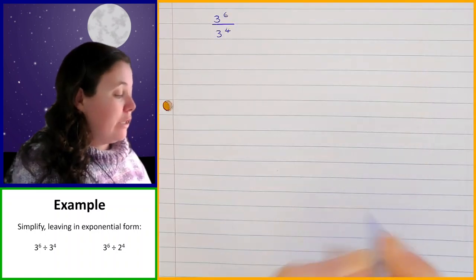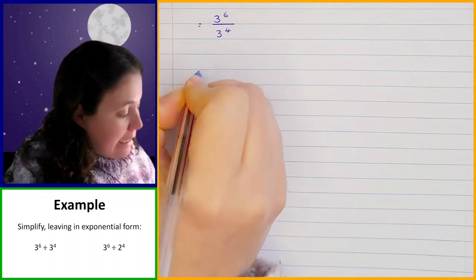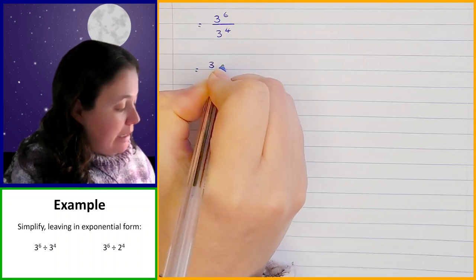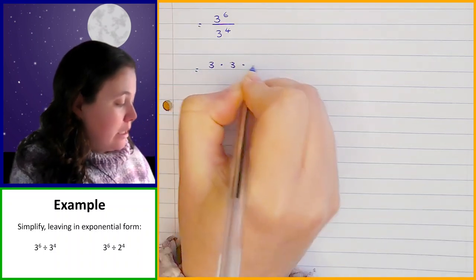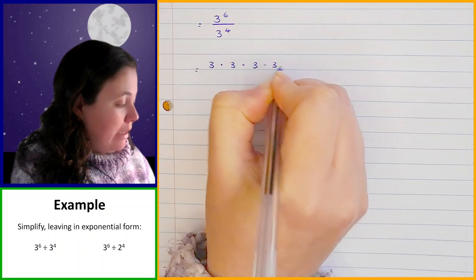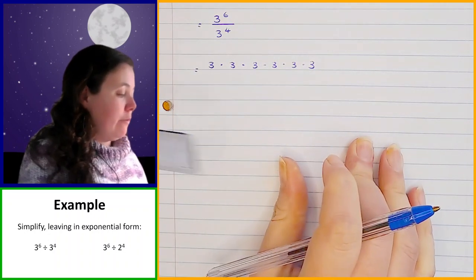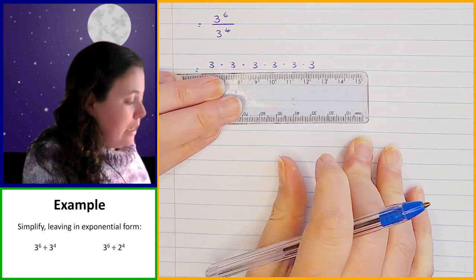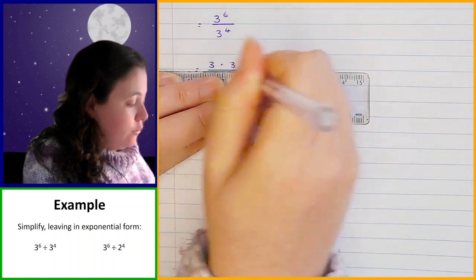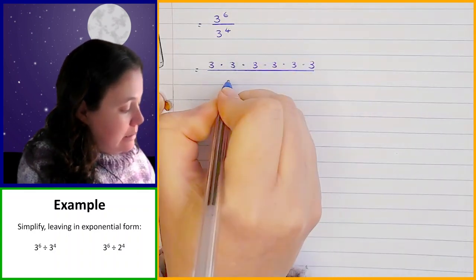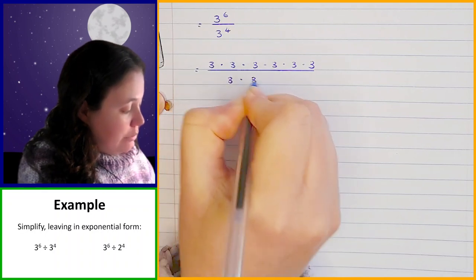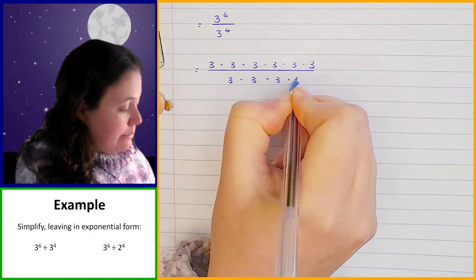So 3 to the power of 6 is the same as 3 times 3 times 3 times 3 times 3 times 3. And then on the bottom of my fraction, I have 3 to the power of 4, which is the same as 3 times 3 times 3 times 3.